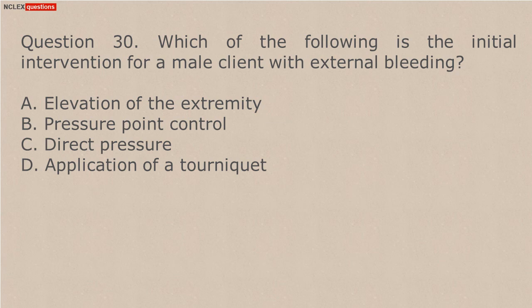Question 17. A male client who has suffered a cerebrovascular accident CVA is too weak to move on his own. To help the client avoid pressure ulcers, the nurse should A. Turn him frequently. B. Perform passive range of motion ROM exercises. C.